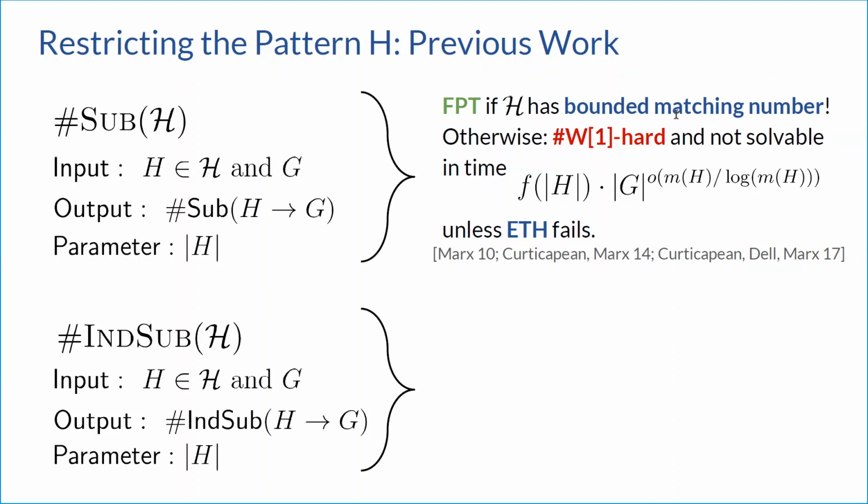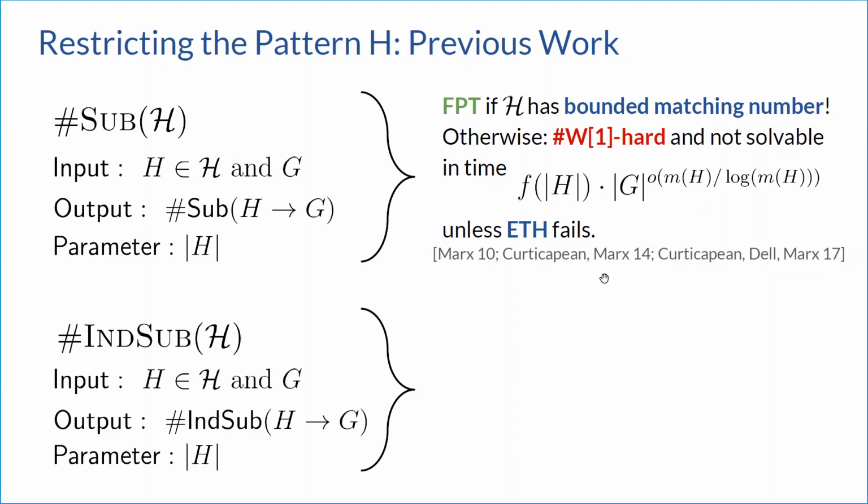They prove, if the class has bounded matching number, it's fixed parameter tractable, and in all other cases, they established hardness. Both #W[1] hardness, where #W[1] can be considered a parameterized counting equivalent of NP, but also a fine-grained lower bound under ETH, stating that there is no function f for which you can solve the problem in that time. Here m(H) is the matching number of H. And up to this 1 over log factor in the exponent, this bound is actually tight.